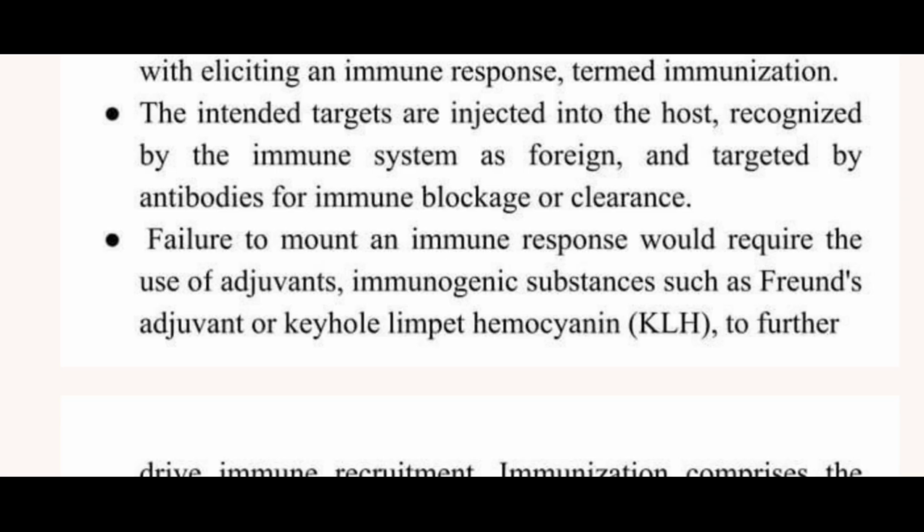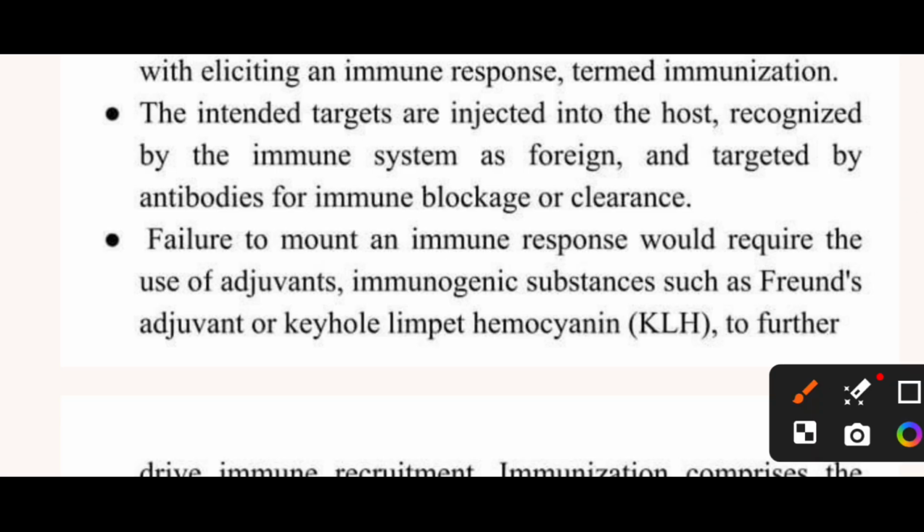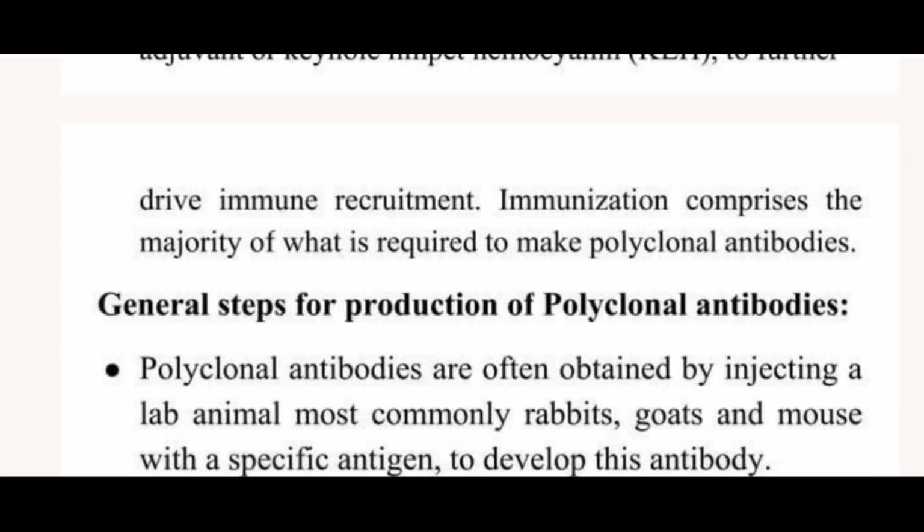Failure to mount an immune response would require the use of an adjuvant. Suppose you are injecting a particular rabbit or some other organism with an antigen of your protein, and if an immune response is not generated, you will need an adjuvant to amplify that immune response. Now immunogenic substances, these are like Freund's adjuvants or keyhole limpet hemocyanin, to further drive immune recruitment. Immunization comprises the majority of what is required to make polyclonal antibodies.